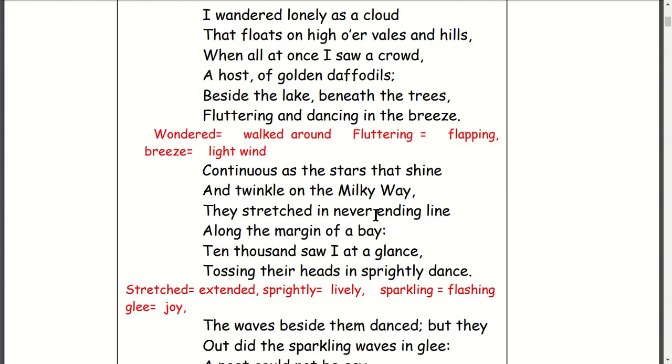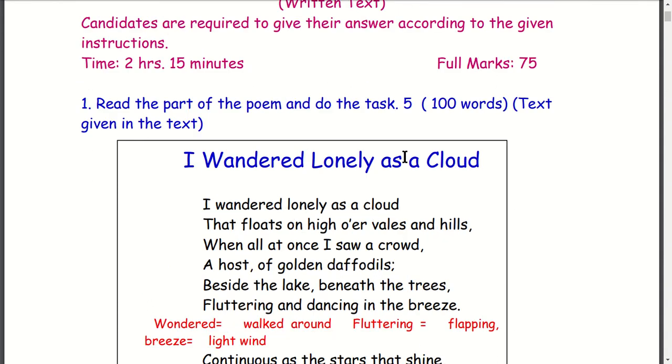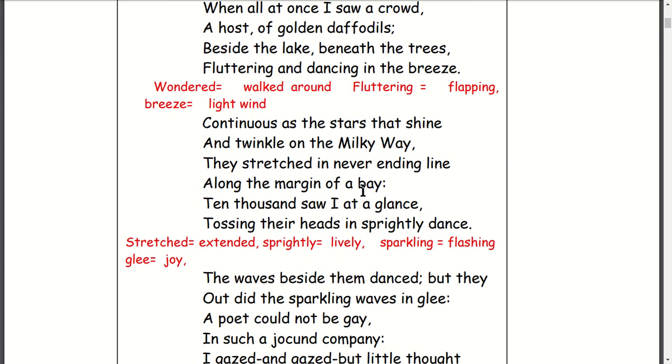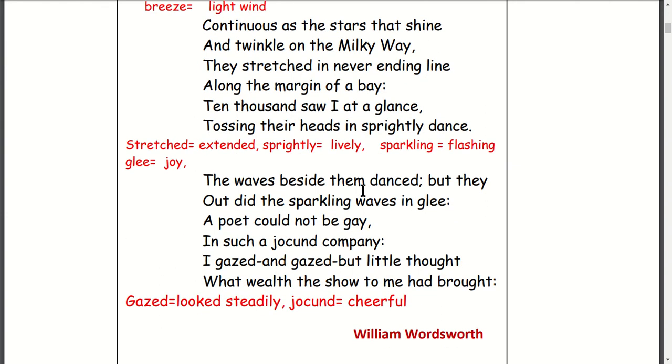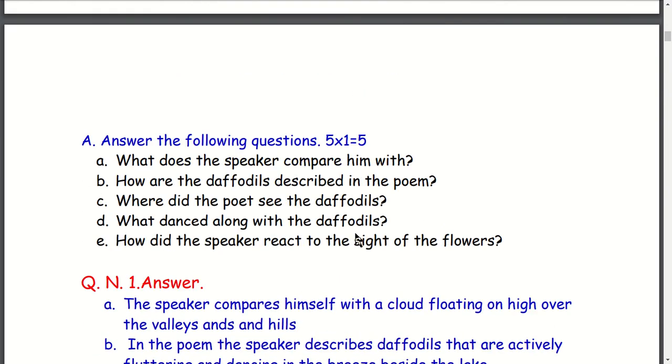Okay, this is the poem here. There are altogether four stanzas in the poem. I have taken only three stanzas here because we should also consider the word limit. Then now the questions are here. After reading the poem, now I answer the questions. Answer the following questions. There are five questions, and each question carries 1 mark.